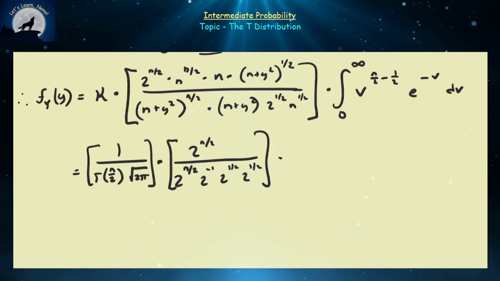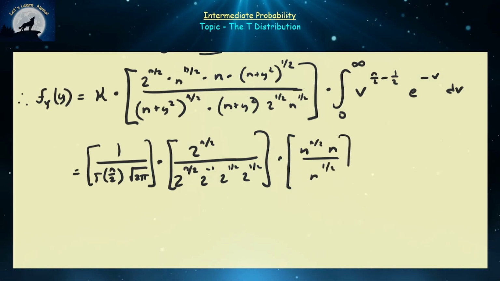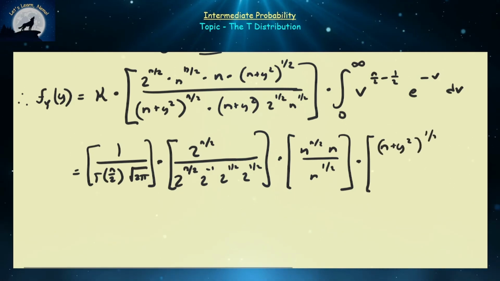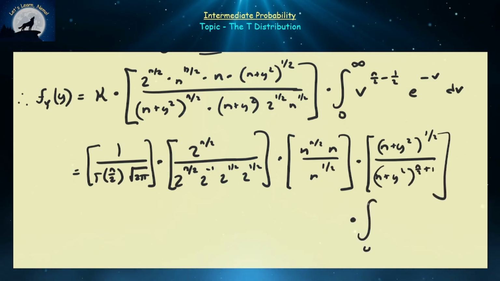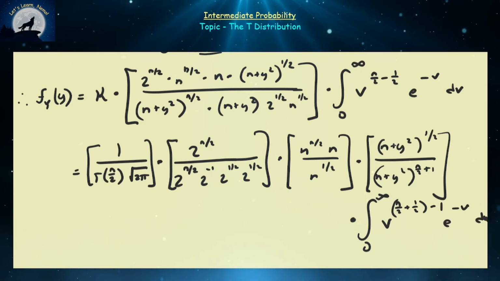And then let's group our n stuff together. So we're going to have n to the n over 2 times n all over n to the minus 1/2. And then we're going to have some more n stuff. Let's write it as (m plus y squared) to the power of 1/2 all over (m plus y squared) to the power of n over 2 plus 1, and then multiplied by our lonely little integral from 0 to infinity, v to the (n over 2 plus 1 over 2 minus 1), e to the minus v dv.